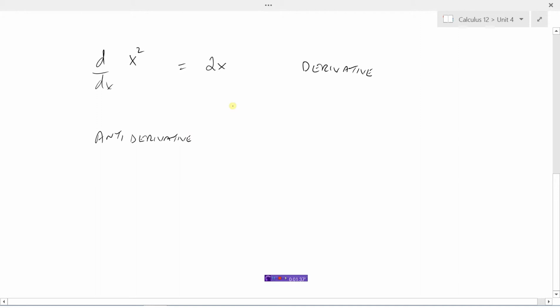So what the antiderivative would say is if we started with 2x, what would be the function that we would get so that when we take the derivative of it, we get 2x? And of course, that's just x squared. So the antiderivative of 2x is x squared. Why? Because the derivative of x squared is 2x. So going this way would be a derivative. Going this way would be the antiderivative.